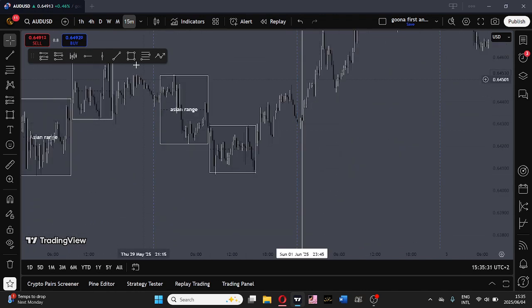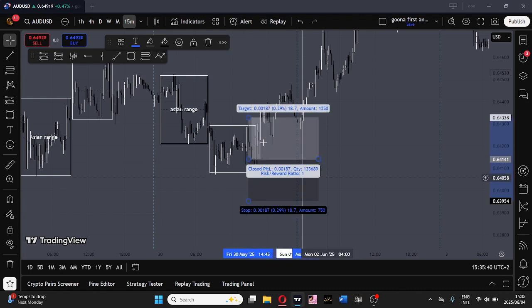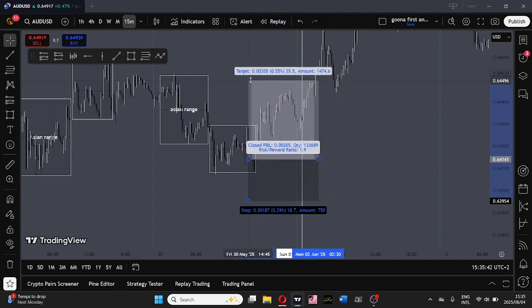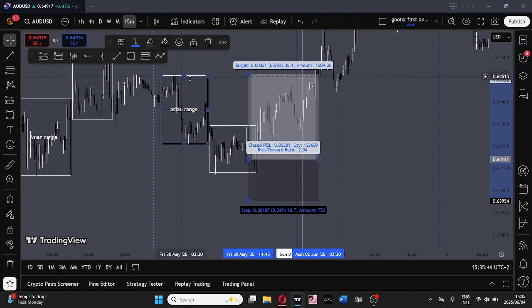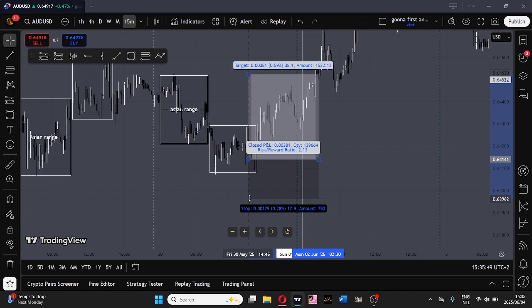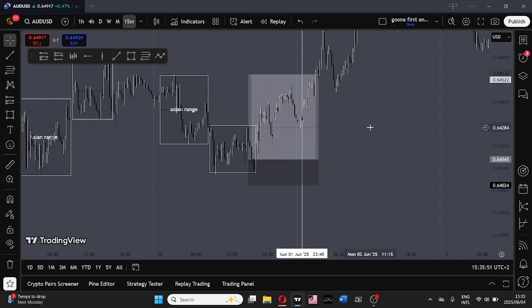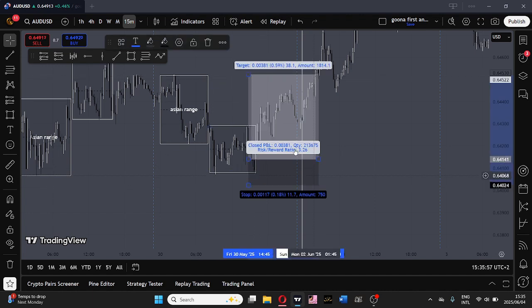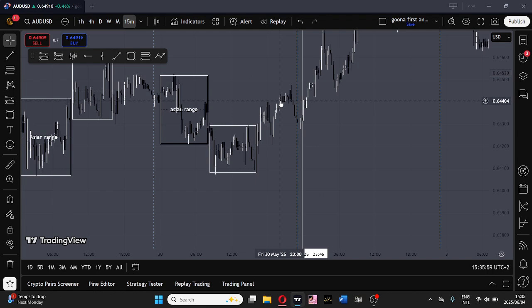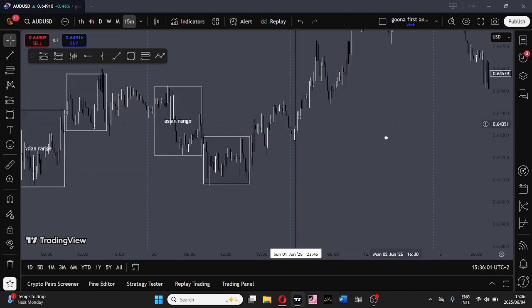But let's just say, as a scenario, you entered here. You were gonna scalp, you were gonna target this Asian range high, with your stop loss right below here. So this was gonna be your TP, entry, stop loss. You were gonna target your Asian session high. If it was bearish, your Asian session low.